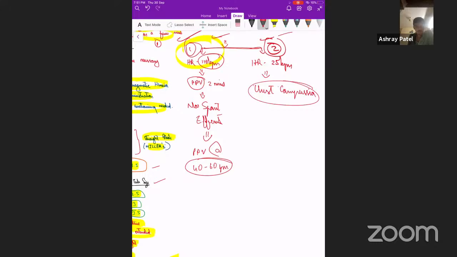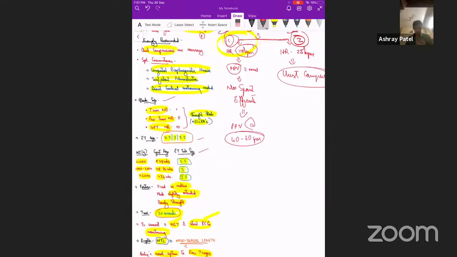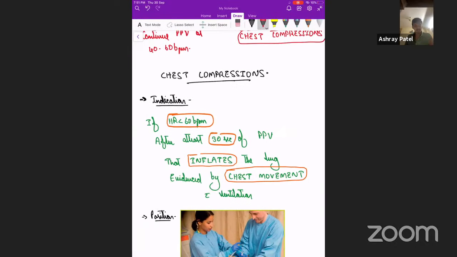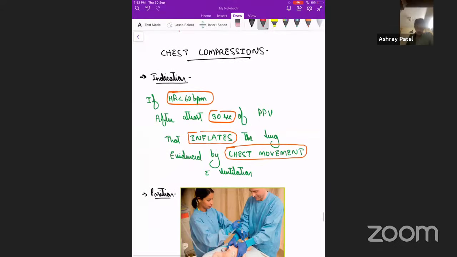Okay, fine. So that was the logic behind the question. Next is, how do we administer this chest compression? Now we are going to the next topic. Before that, any doubt? I don't see any doubts. Fine. So let's see, how do we give this chest compression?